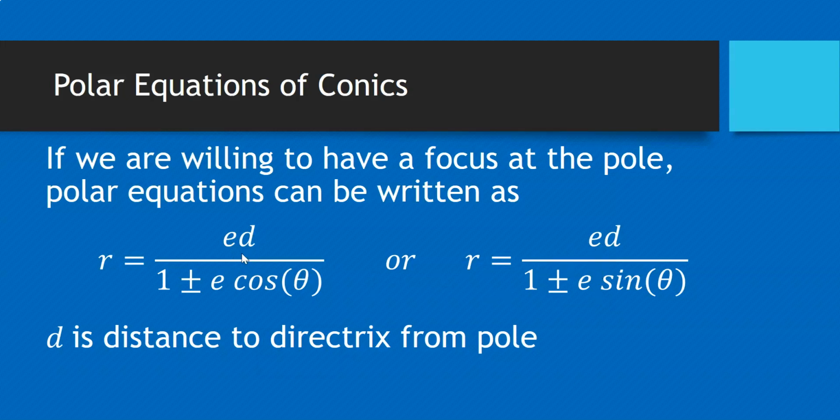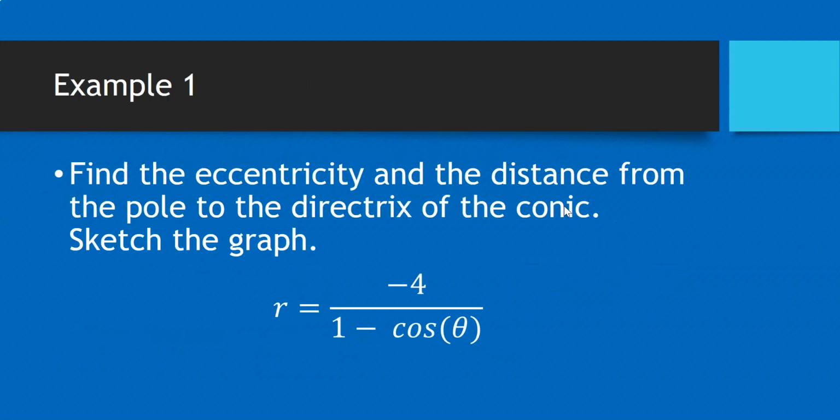The only other thing that we have in both equations is this letter D. And this letter D tells you the distance between the directrix and the pole, so the distance from the origin to the directrix. Yes, I know we only looked at the directrix when we talked about parabolas, but any conic section will in fact have a directrix. We're not going to go through all of those things right now, but that's the idea.